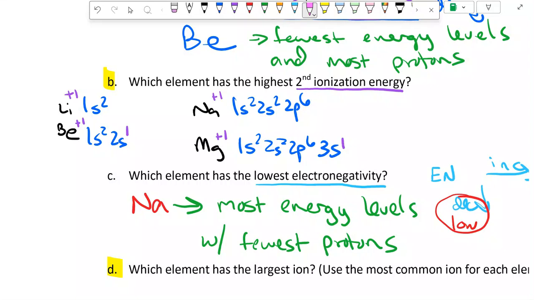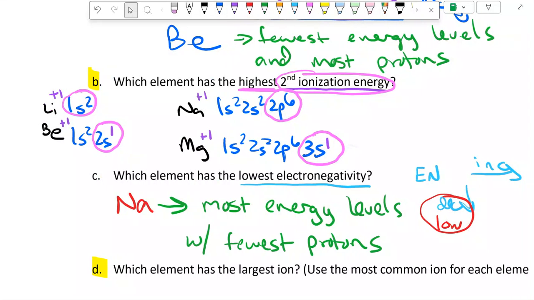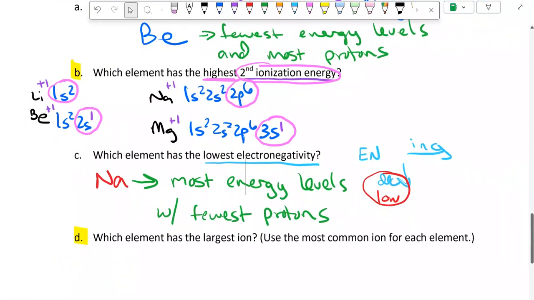Okay, and so then B is asking which one's going to be the hardest to take away the second electron from. So I want to know the highest second ionization energy. Who's the hardest to take away second? So for lithium, you would be taking it away from the 1s. From beryllium, you would be taking it away from the 2s. From sodium, you'd be taking it away from the 2p. And for magnesium, you'd be taking it away from the 3s. And so it is hardest to take away from levels that are closer to the nucleus. The lower the energy level is, it's always harder to take away. So the one that's going to have the highest second ionization energy is lithium.